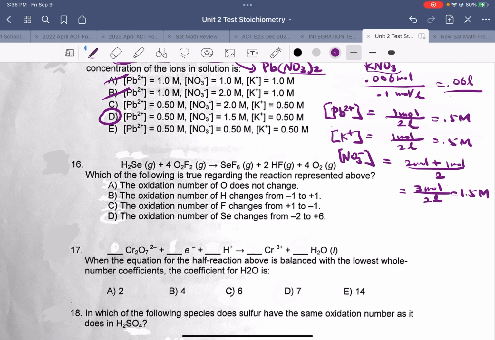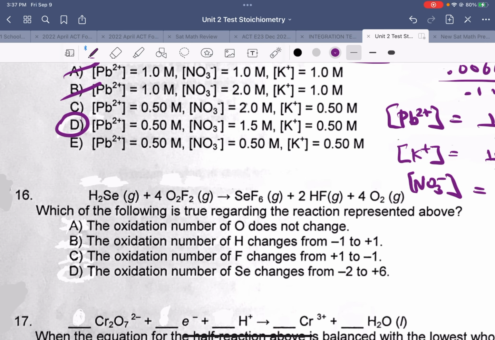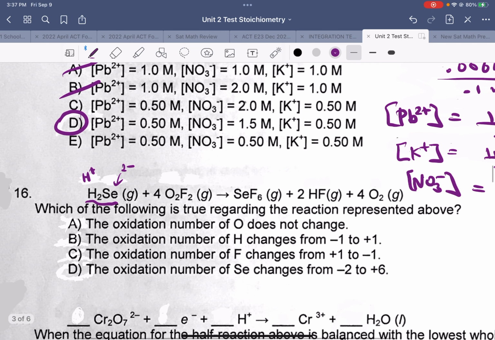H2Se plus and so on like that. And then which of the following is true regarding the reaction presented above? So let's look at the oxidation number. The way you have to do it is, H is always plus, right? So this one has no plus or minus sign, that means it's neutral. Charge is 0. So that means this Se should be then 2 minus. Now here O is always 2 minus, like that. So then in order to be neutral, this one should be 2 plus.